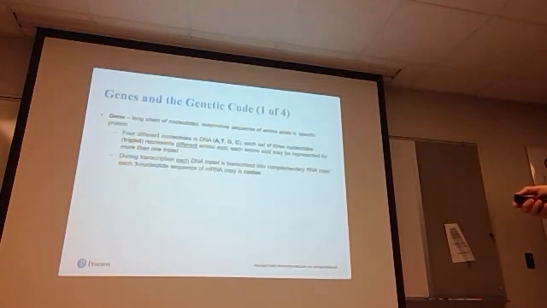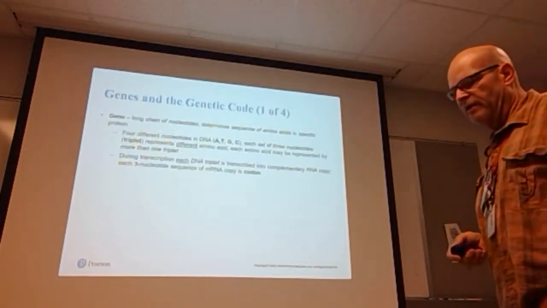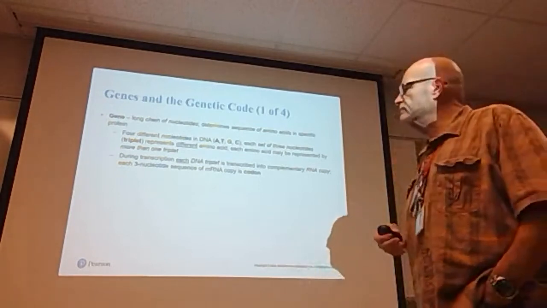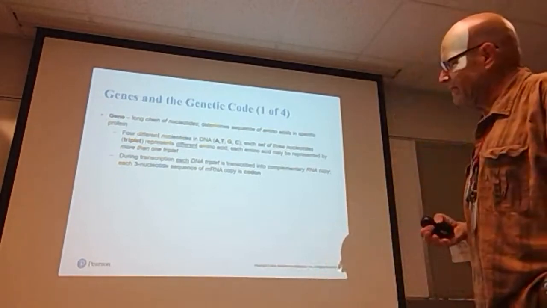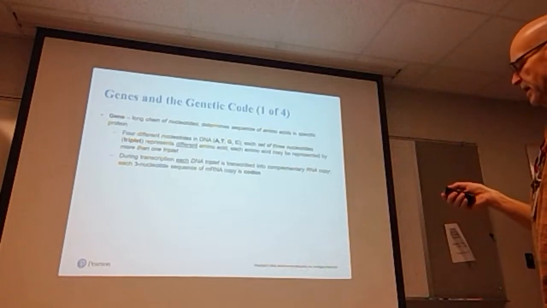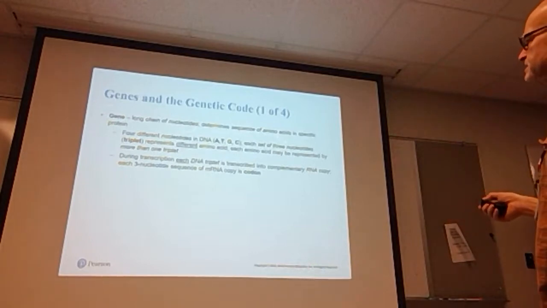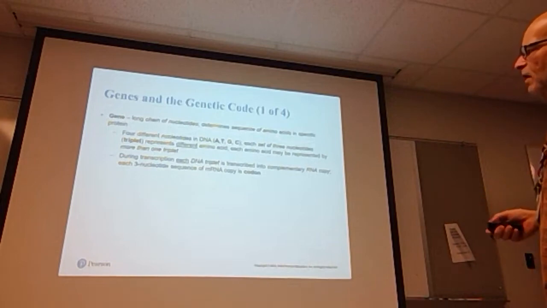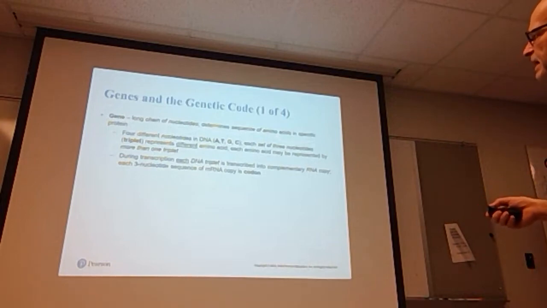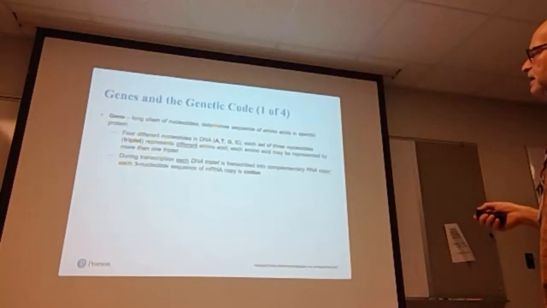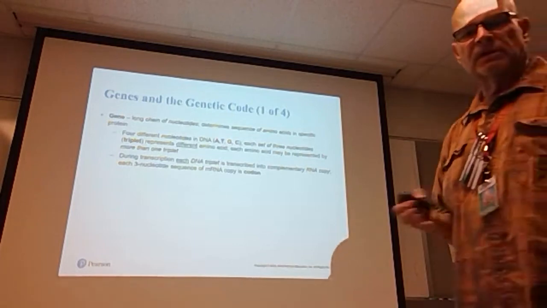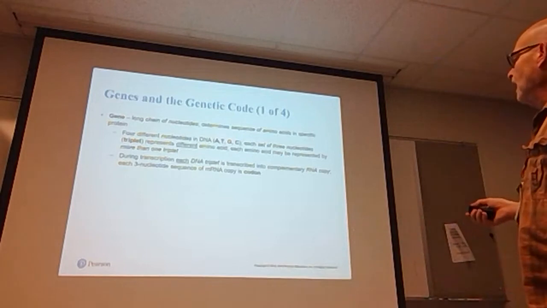What is a gene? Everybody hears about genes. I have brown hair. When I had hair, I had brown hair because of my genes. I have green eyes because of my genes. A gene is a long chain of nucleotides that determines the sequence of amino acids in a specific protein. There are 4 different nucleotides in DNA. They are adenine, thymine, guanine, and cytosine, abbreviated as A, T, G, and C. We've already talked about those a little bit in an earlier chapter.